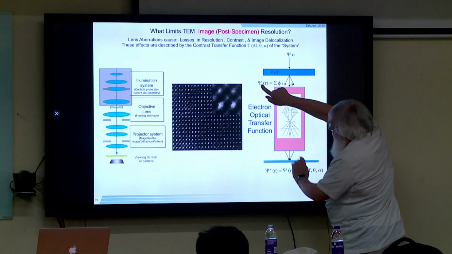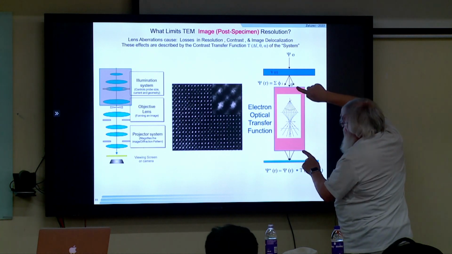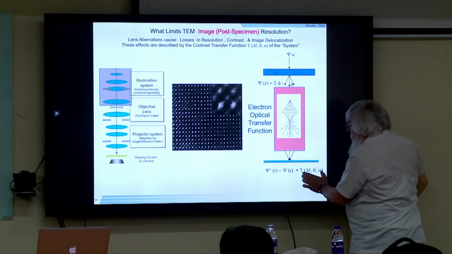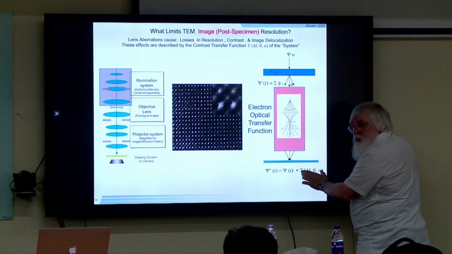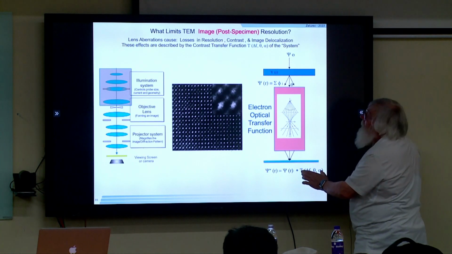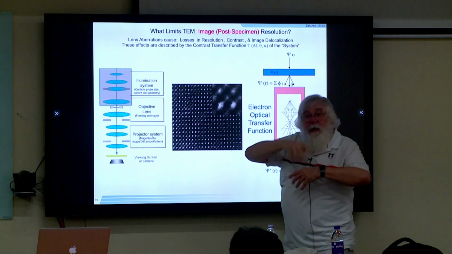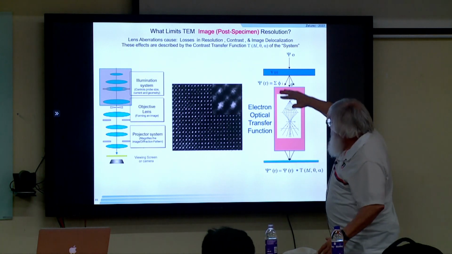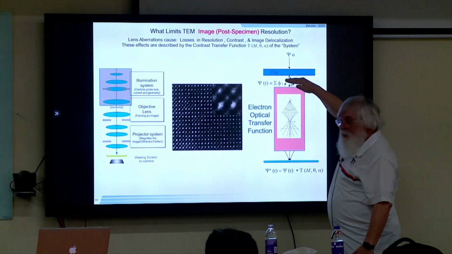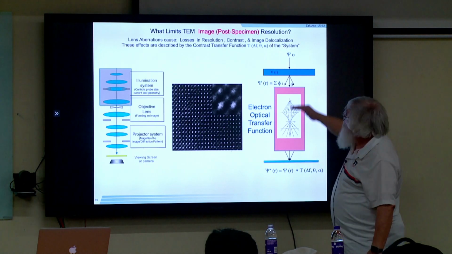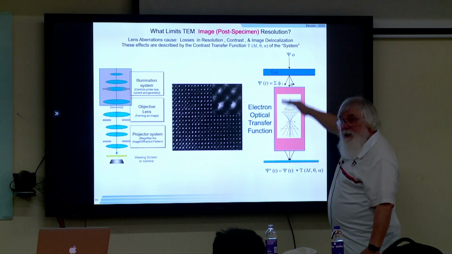So what we actually measure, psi, is not what comes out of the sample, but it's something that's multiplied by a function which we call the contrast transfer function. Okay, and I'll just call it T here. So this contrast transfer function incorporates all of the effects of all the lenses. Ideally, this is what we want, but this is what we measure. So what we want to do is understand the transfer of information from point A to point B.